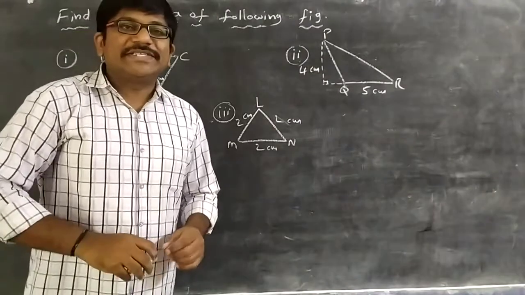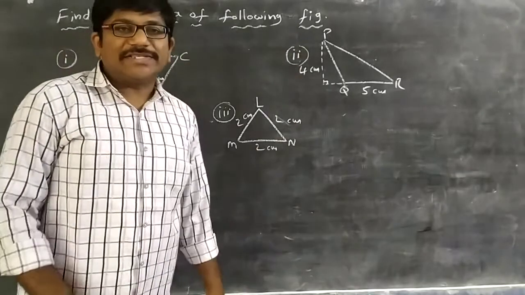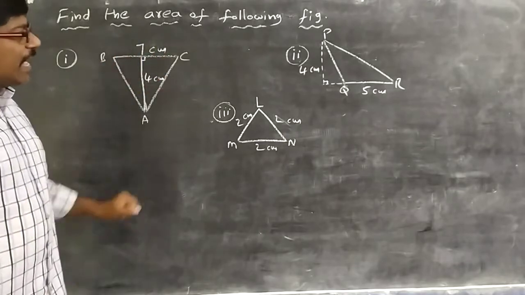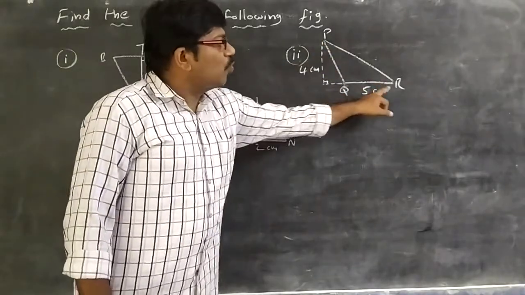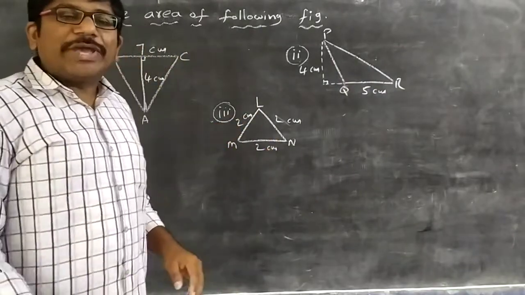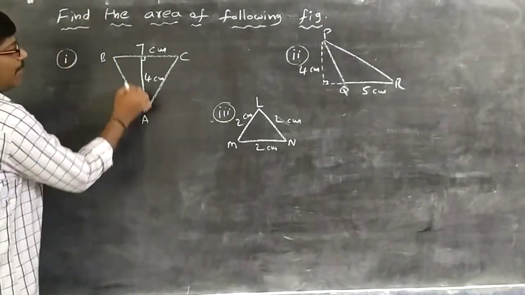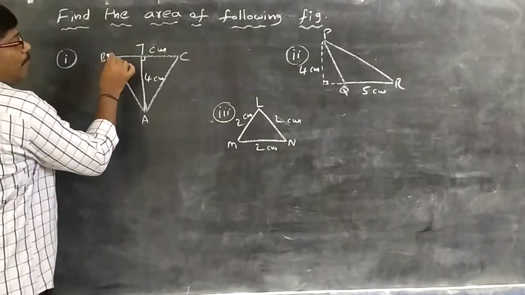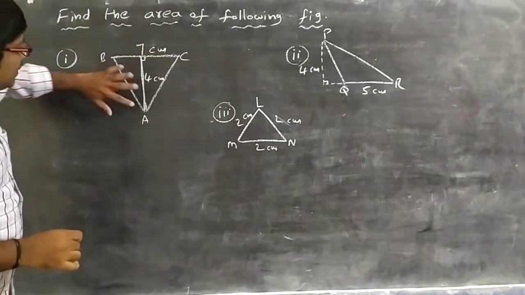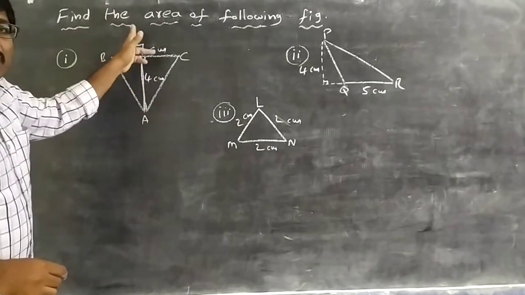Yes, let me do some examples. Find the area of the following figures. Observe carefully. It is one figure, triangle ABC, right? And the second one is triangle PQR, and it is triangle LMN. So now we have to find their areas. See, observe this figure. It is triangle ABC. By taking BC as base, there is a corresponding height, right? The figure is reversed, right?